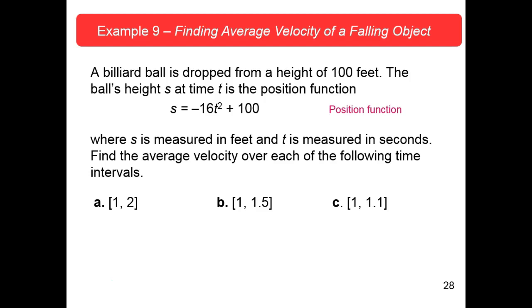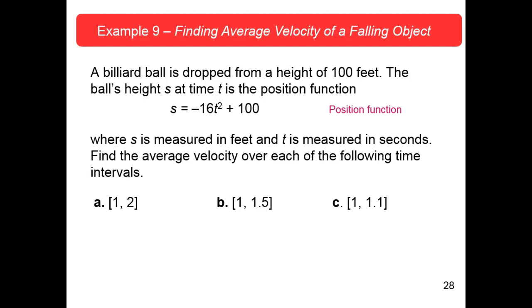Here's example 9. They move right into an example, huh? A billiard ball is dropped from a height of 100 feet. Okay, that's where you're starting. Way up there, 100 feet. The ball's height at time t is given by the position function s equals minus 16 t squared plus 100.